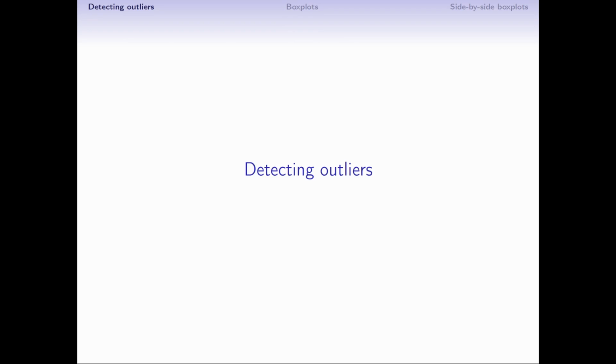And before we get started, let's just remember that an outlier is a value in the data set that appears to be removed or separated from the bulk of the data. I think it will be helpful to start with an example.